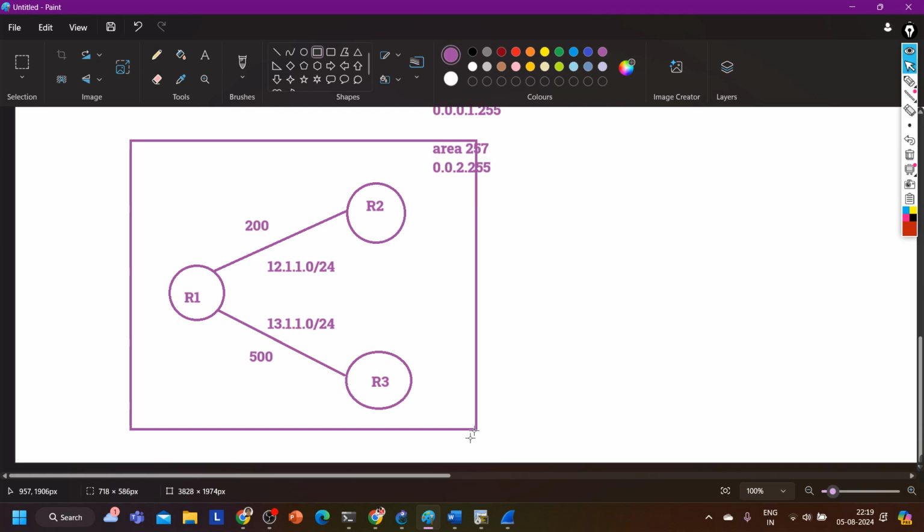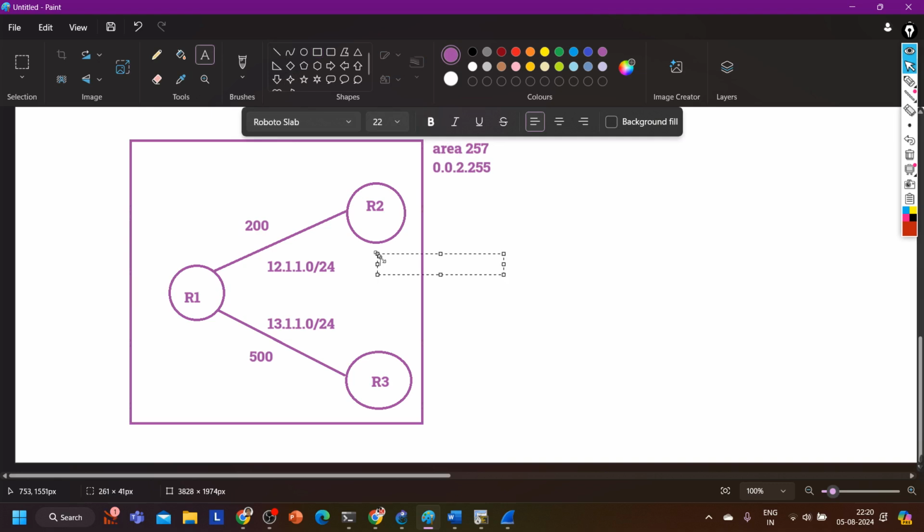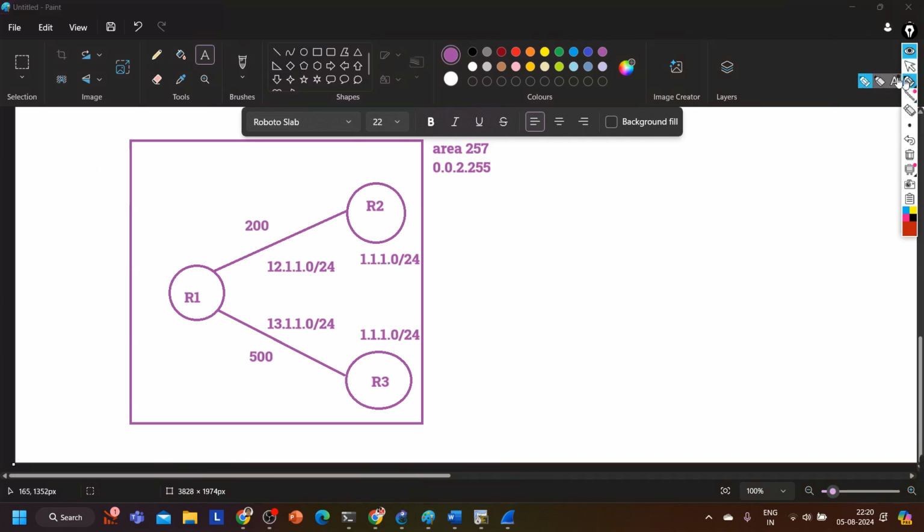I have advertised all interfaces in, let's say, area 0. So tell me, according to you, which path is the best path? Upper path or lower path? Let's say both routers are advertising one network, 1.1.1.0/24. Router 2 is also advertising this network and router 3 is also advertising this network. So on router 1, which path is the best path according to you? Upper path or lower path? Lower path, because here we have more bandwidth, 500 Mbps, correct?